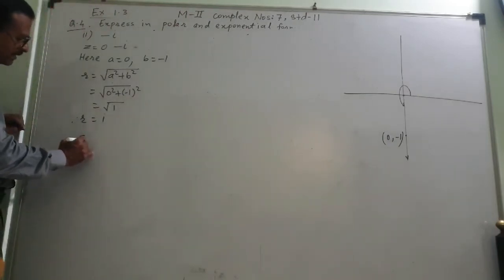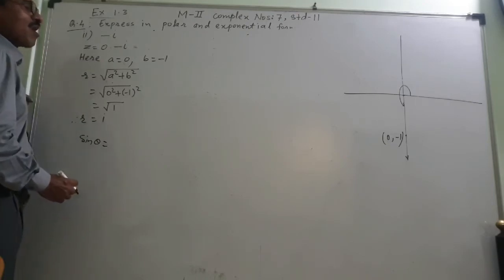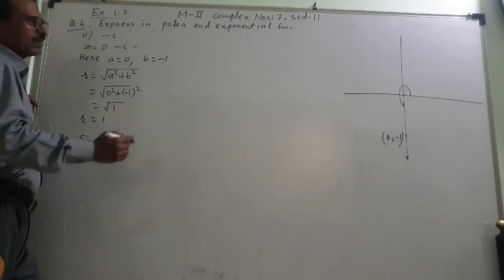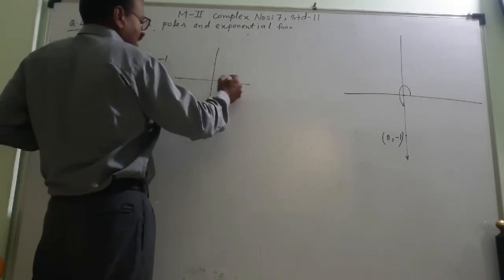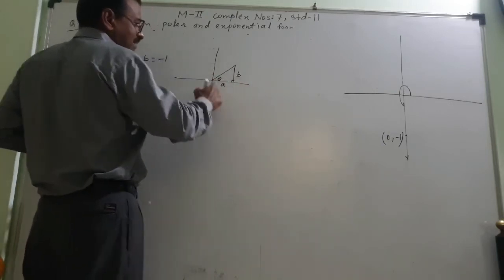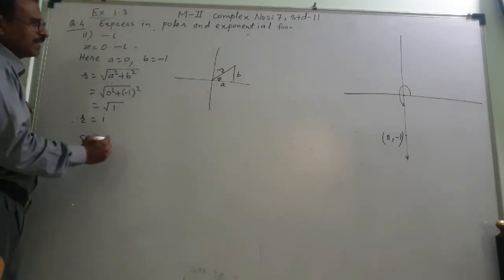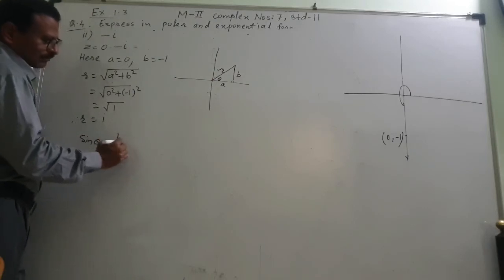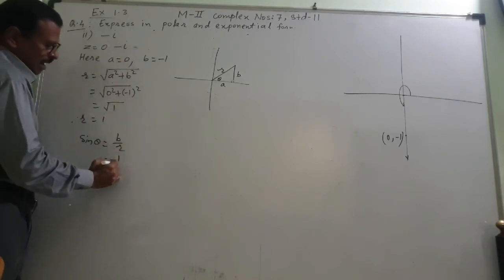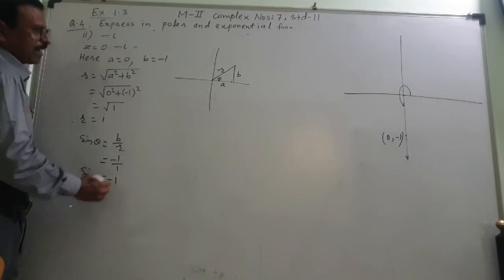So I will find sine of theta. Sine theta is what? See this way. I have taken this figure this way. This is your theta. What is sine? This is B, this is A. Sine means B upon R. So sine theta is equal to B upon R. B is how much? B is minus 1, upon R is 1. So that is equal to minus 1. Sine theta is equal to minus 1.